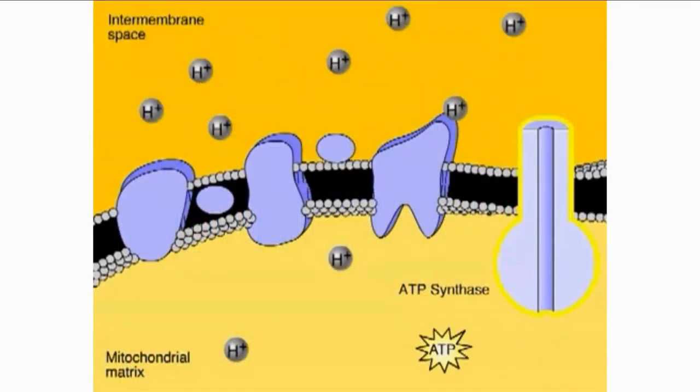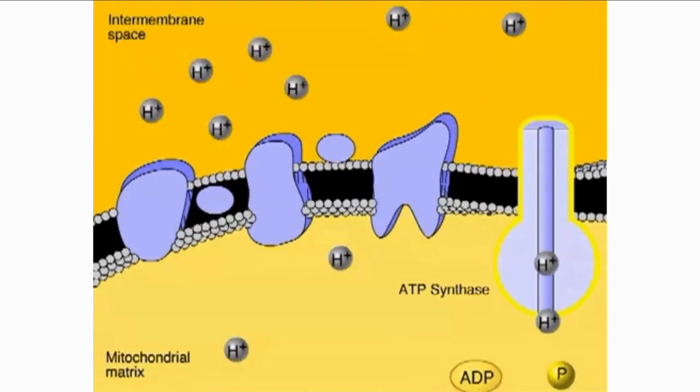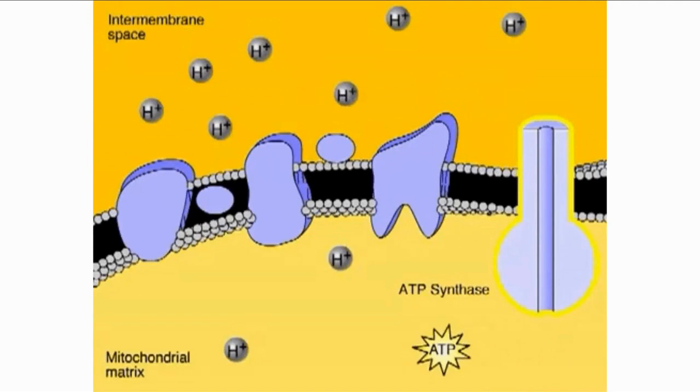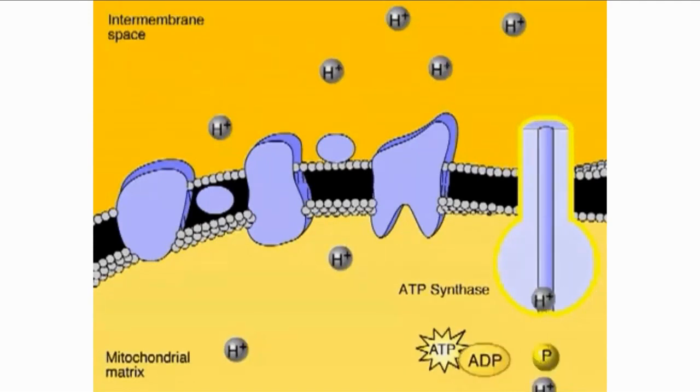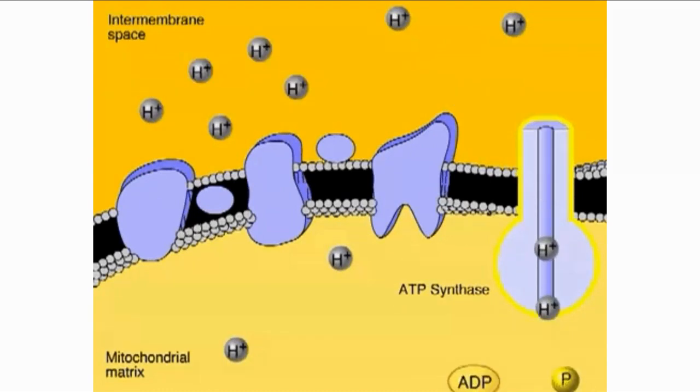In this image, what we see is all of our hydrogen ions that have been pumped into the inner membrane space start to flow back into the mitochondrial matrix through ATP synthase. ATP synthase is going to use those hydrogen ions to help form all of the ATP that we are going to produce during the electron transport chain.